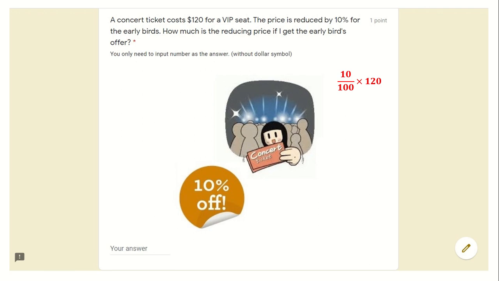After that, we convert 120 into fraction form as well to get 10 out of 100 times 120 out of 1. Then we can easily multiply numerator by numerator and denominator by denominator to get 1200 out of 100. Remember once again, out of in fraction form means divided. So we calculate 1200 divided by 100 to get $12. So the reduction is $12.